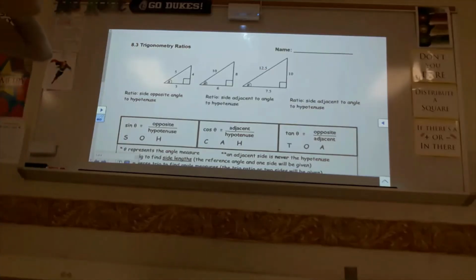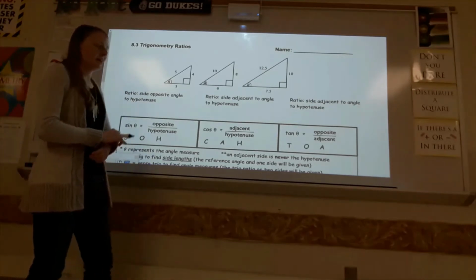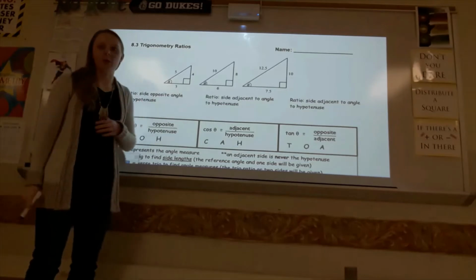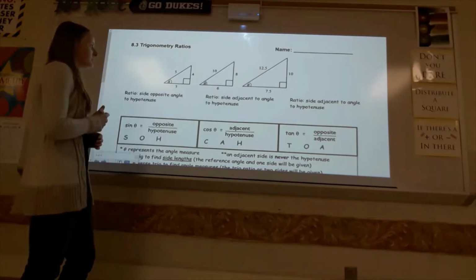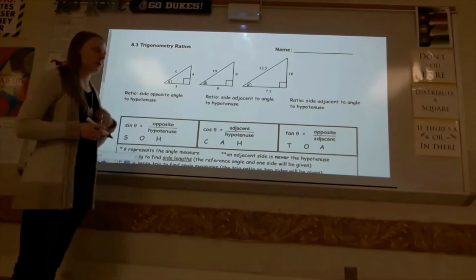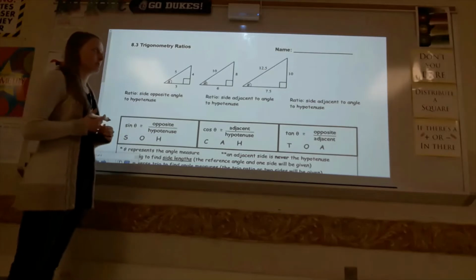Alright, in this lesson we're going to be talking about a concept called trigonometry. So trigonometry, again, only works in the context of right triangles, which is what we've been talking about in this entire unit. So there are three trig ratios that you need to worry about. There are others that you will learn as you continue on into pre-calculus and beyond.